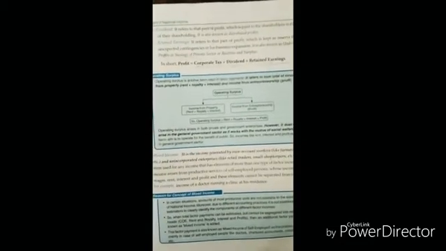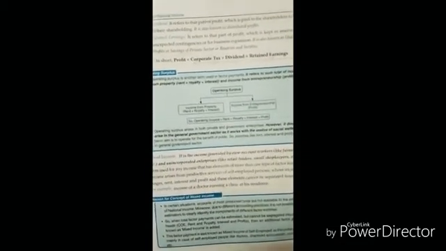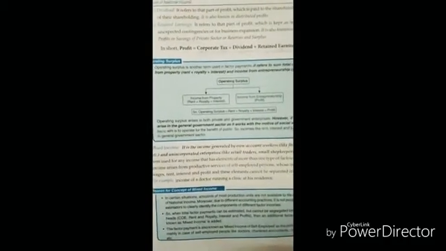Hence, national income can be calculated by income method as: first, you have to add compensation of employees, second, operating surplus, third, mixed income.